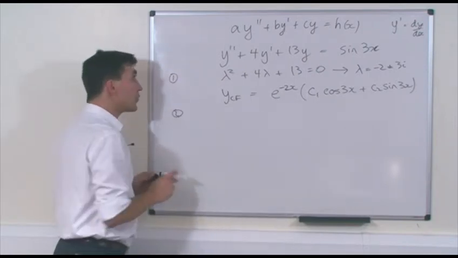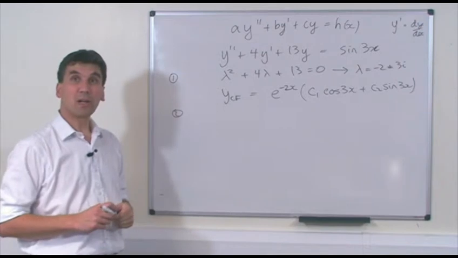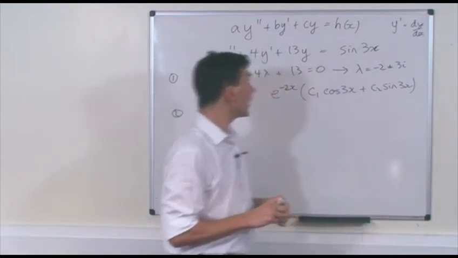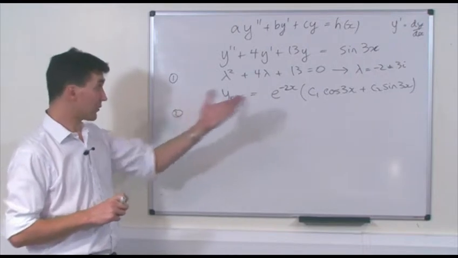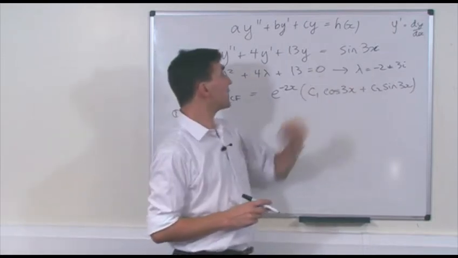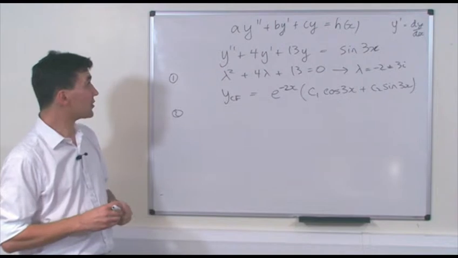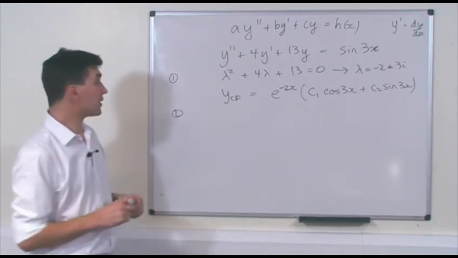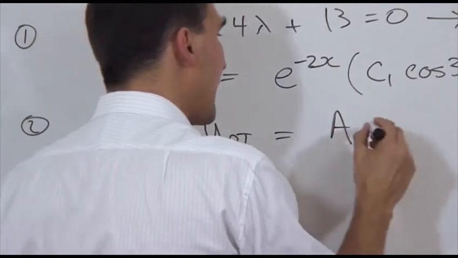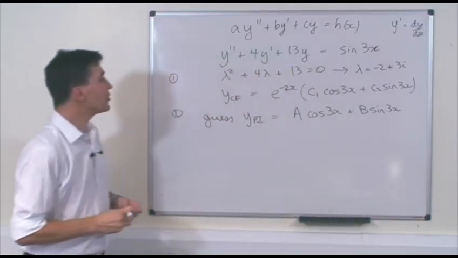The second part is we look at the inhomogeneous part of the equation on the right-hand side, this function h(x), and we try to work out, first of all, what kind of function it is. We try to work out the most general version of that function, and we notice whether or not our function is in the complementary function. The right-hand side is a trig function, sine 3x. So the most general version is a trig function of sines and cosines of 3x. So what we'll do is guess y_PI to be a cosine 3x plus b sine 3x as the most general trig function.